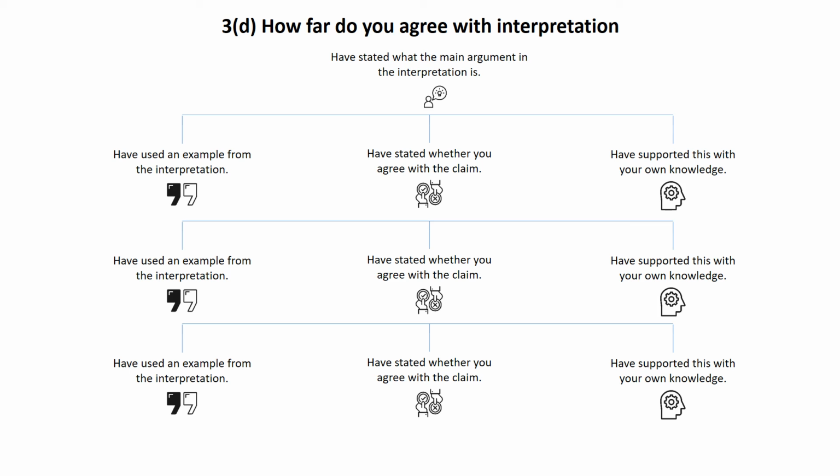So I've done this first strip, haven't I. I've said what the main argument is, I've used an example, stated whether I agreed with it, and I've supported with my knowledge. Now, because I've already said what the main argument is, I don't need to repeat that first top bit. But what I do need to do is use another example from the interpretation, state whether I agree with it, support with my knowledge, and then again, a third example, state whether I agree, support with my own knowledge. So it should be relatively easy to do.